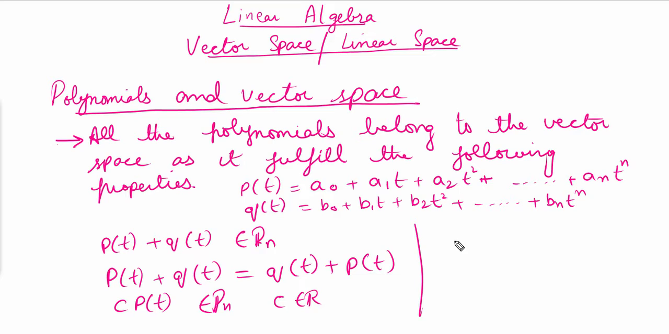Also, 3 is basically a polynomial with 0 degree, so it also belongs to the vector space. So whichever polynomial it is, all the polynomials will belong to a vector space. So this was some introduction to the vector space and the properties and conditions by which we can check whether our vectors are within a vector space or not.